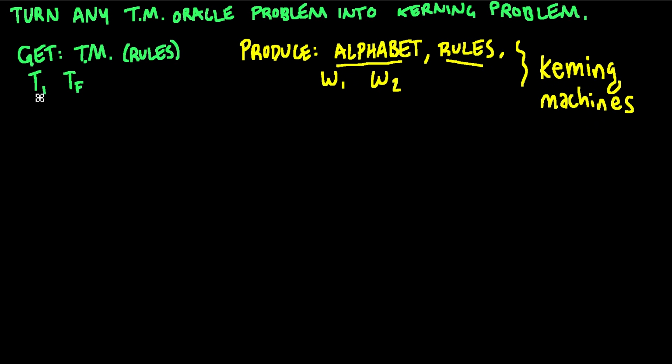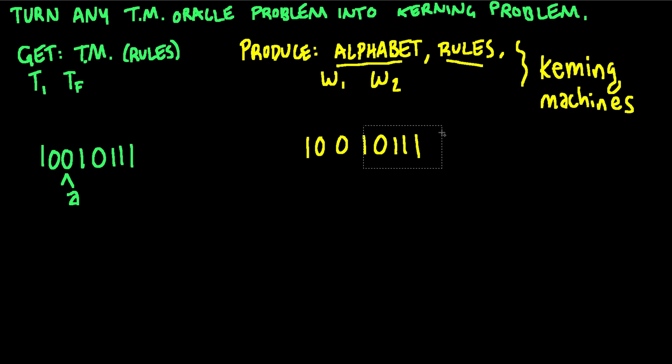So the first step is, let's talk about how we turn T1 into W1. T1 is some tape, like 1, 0, 0, 1, 0, 1, 1, 1. In the Kerning machine, we will actually just represent that as the word 1, 0, 0, 1, 0, 1, 1, 1. Same thing. Now the Turing machine also, the tape has a cursor, and the cursor indicates a particular symbol, in this case that 0, and has a particular state A. So what we're going to do is actually alter the representation of this word. So we're going to introduce some new letters, left bracket and right bracket, and then the symbol A, which will correspond to that state.